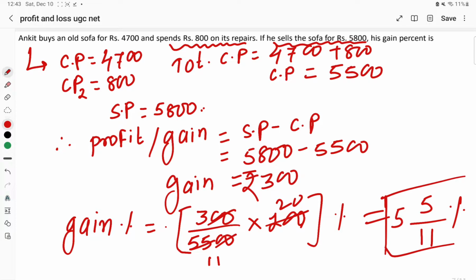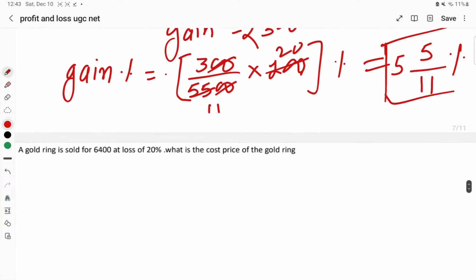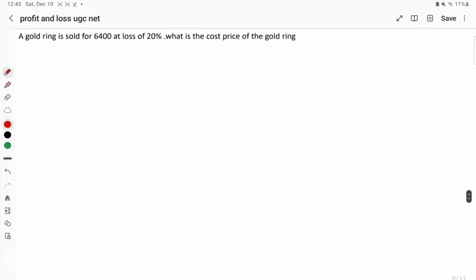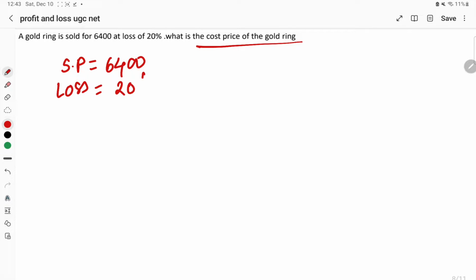First, you simply calculate the gain by finding the cost price and selling price, and taking the difference of the selling price and cost price. Next, you calculate the gain percentage. Now the question given here is: we have to find the cost price of one gold ring when its selling price is 6400 rupees and the loss given is 20 percent. They are asking us to calculate the cost price.